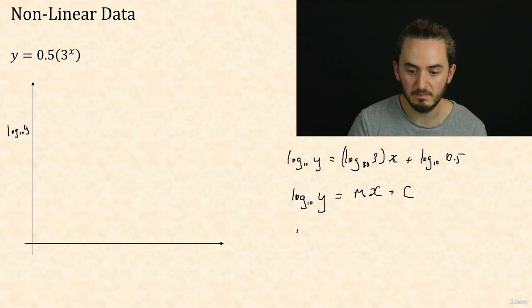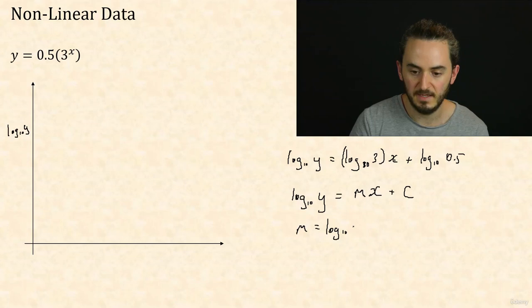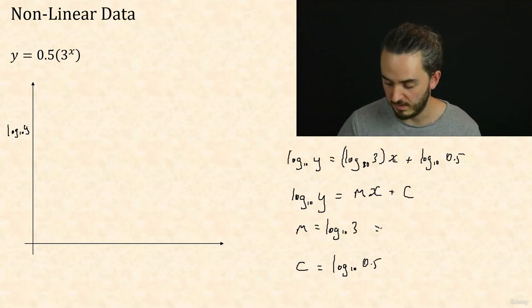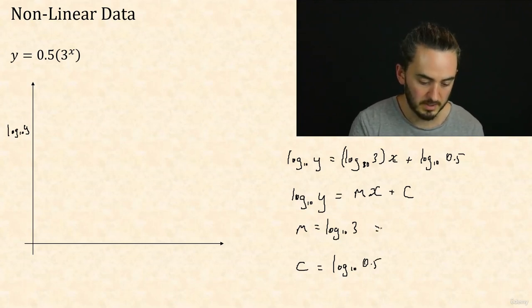It's just that my gradient, m, is log base 10 of 3, and c, my y-intercept, is log base 10 of 0.5. And those are just numbers, right? In fact, I'll just work them out here on my calculator.